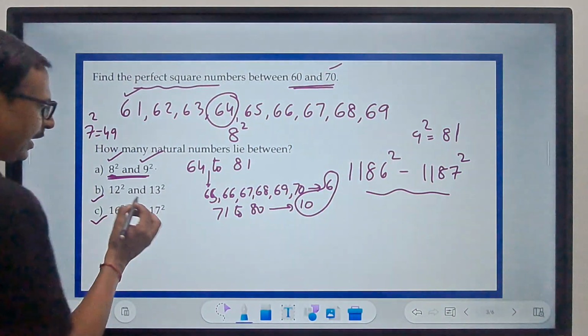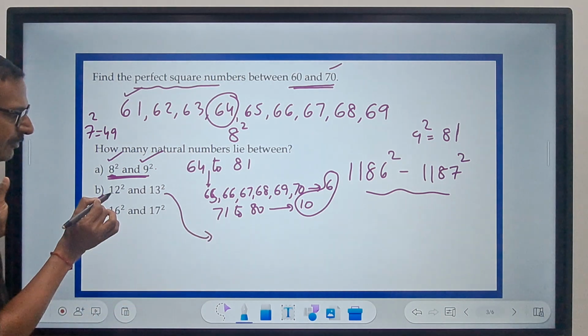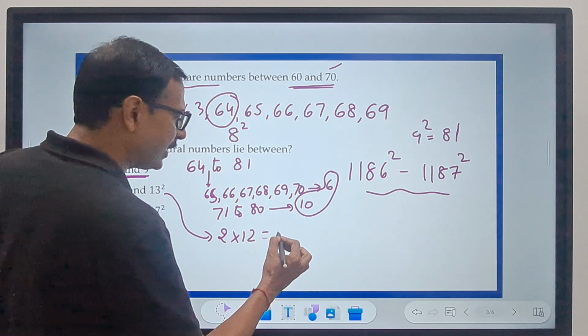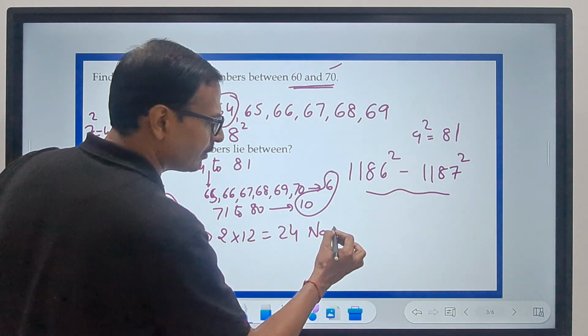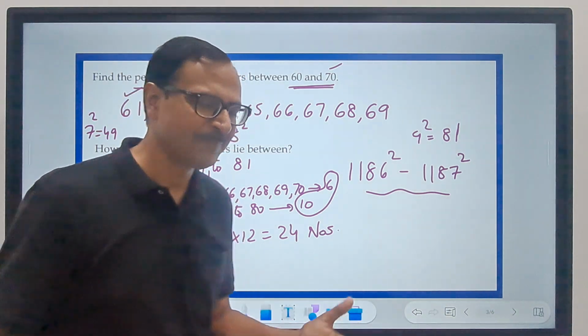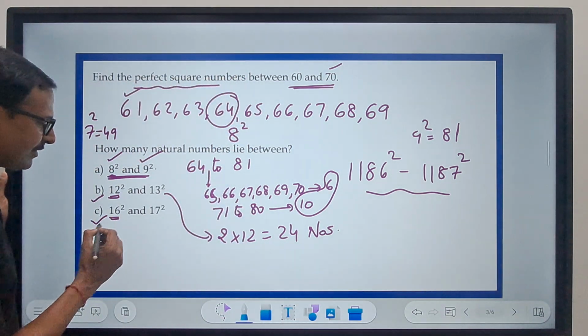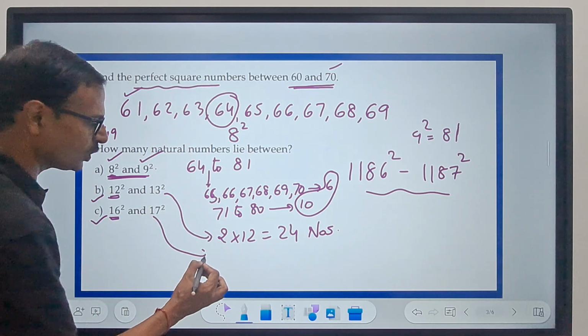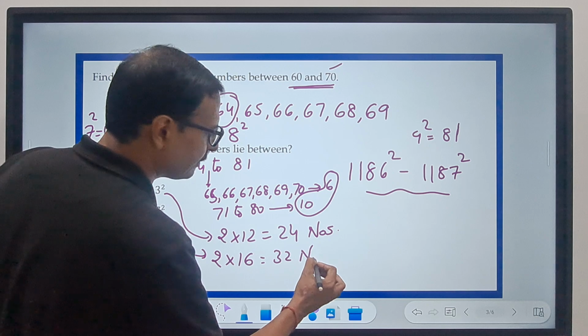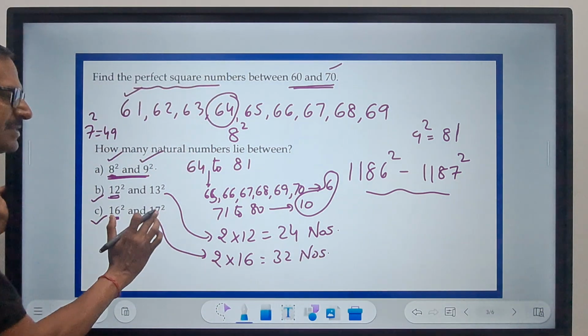So for the second part, how many numbers? We have the smaller number as 12. So 2 times 12, there will be 24 natural numbers lying between 12 square and 13 square. You can just count and check. And likewise, here we have the smaller number as 16. So 2 times 16, we have 32 numbers lying between 16 square and 17 square.